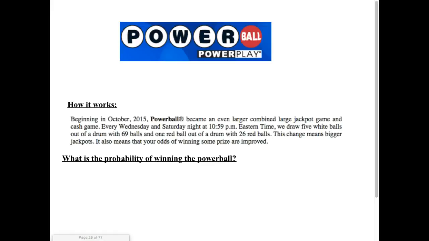At the beginning in October of 2015, the Powerball became even larger, combined with a large jackpot game and cash game. Every Wednesday and Saturday night at 10:59 p.m. Eastern Time, we draw 5 white balls. Underline that, it seems important. Out of a drum of 69 balls, and 1 red ball out of a drum with 26 red balls. This change means there are bigger jackpots. It also means the odds of winning a prize improved.